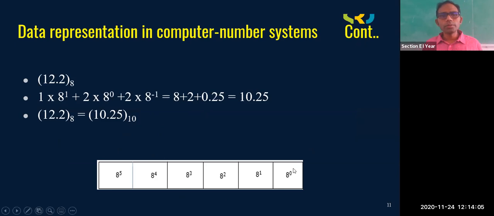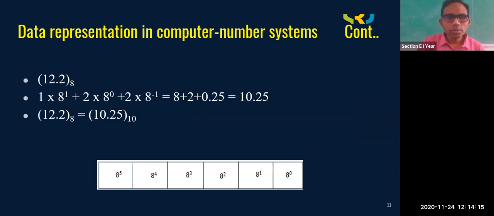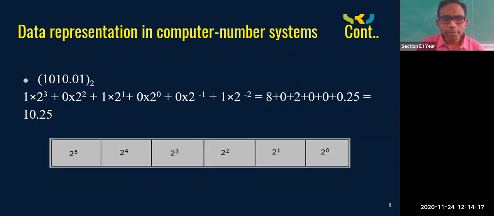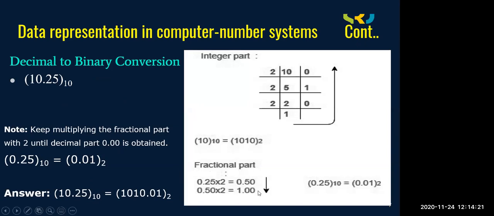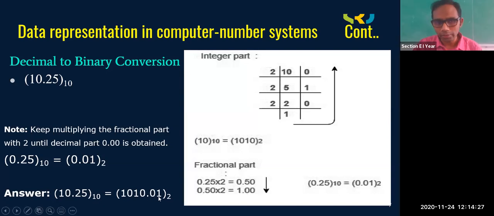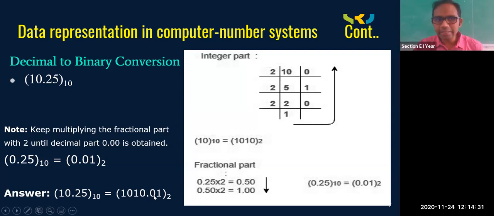Let us go to the representation of computer number system, that is 12.2. So here in the previous slide, what happened? How many times have we done it? Twice we have done. That's why we are writing 0.01. If in a single time we are going to get the 0, write it as a single digit 1.